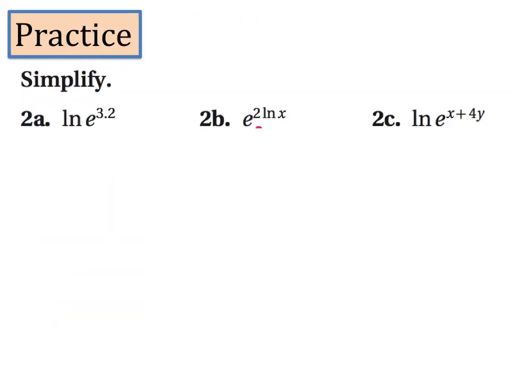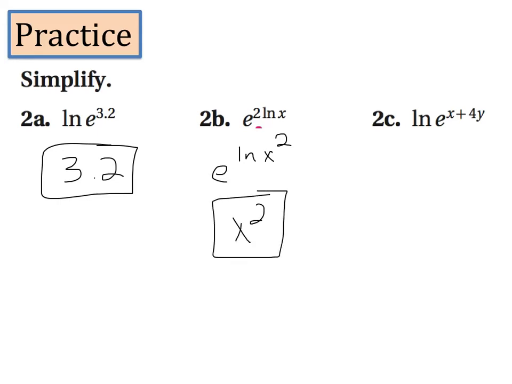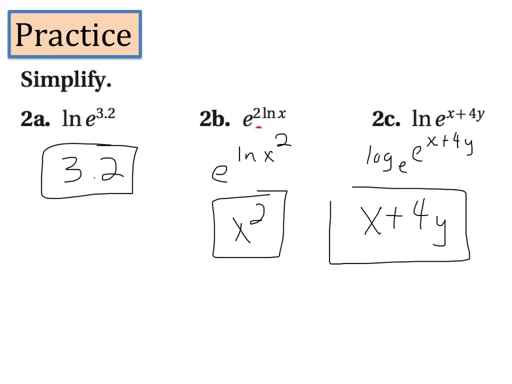Let's do a few practice problems. So for the first one, we have ln of e raised to 3.2, so that's just going to be 3.2. For the next one, we're going to change this to e raised to the ln of x squared. That's going to cancel out, we're left with x squared. And for this last one, don't get fooled by the x and the y, it's still log base e of e raised to the x plus 4y, so we're left with x plus 4y.